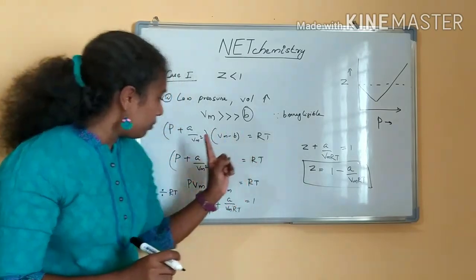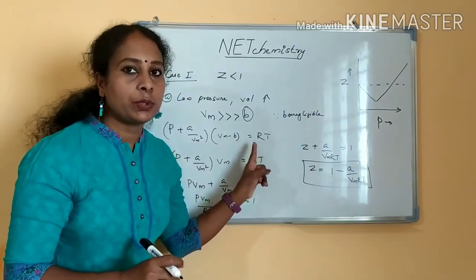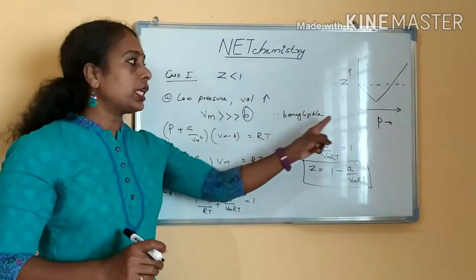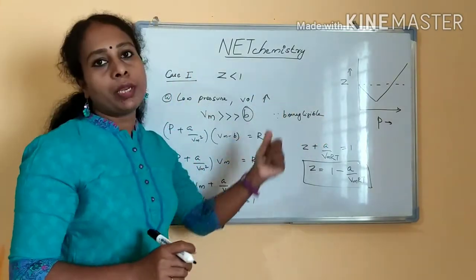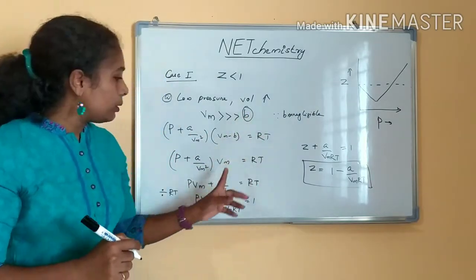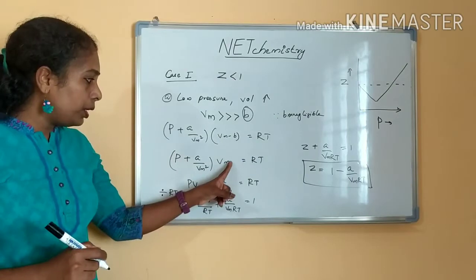Then RT we have got. All these things we were just substituting in the ideal gas equation. Then what has happened? Low pressure we are considering. At the low pressure what will happen? Low pressure means volume will be very high. This b value will be negligible. So we have taken out the b value.